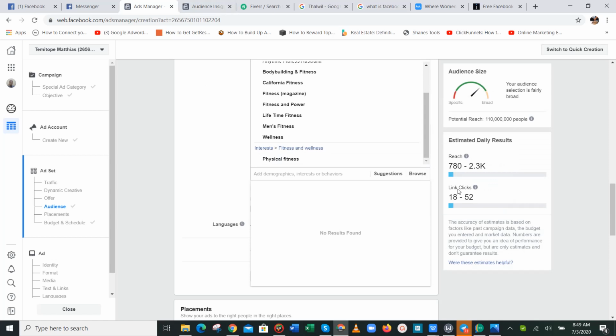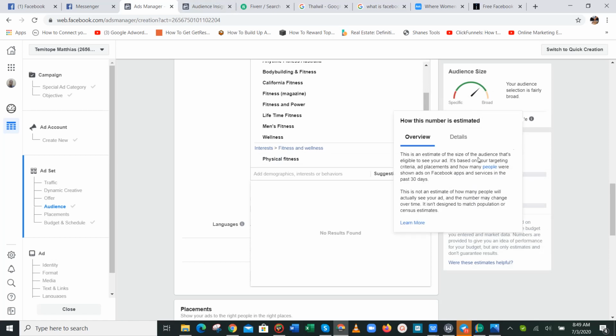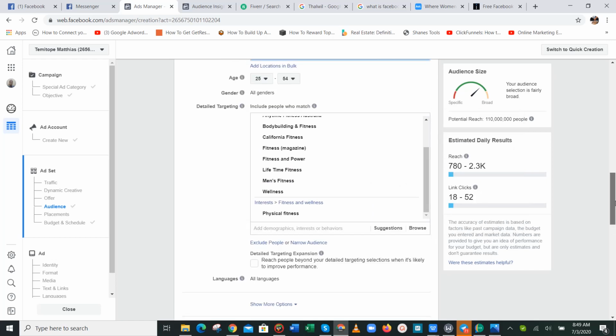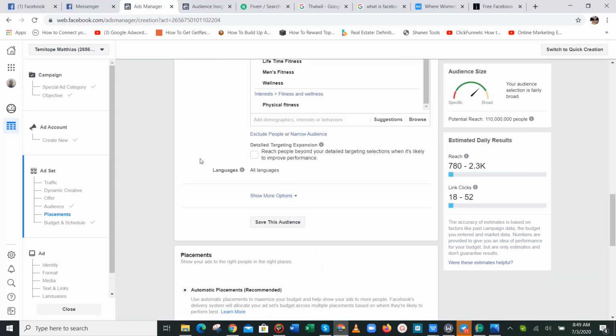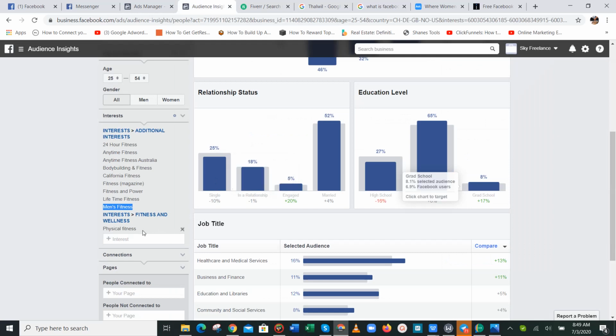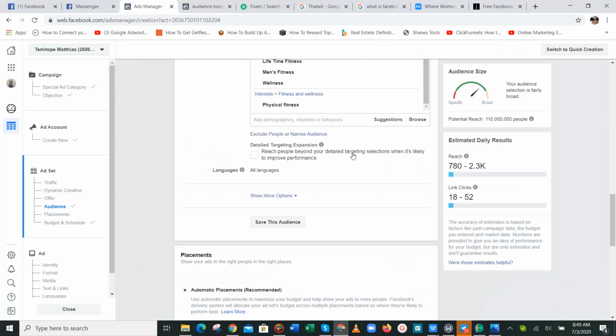So you can see it, as we are adding the keywords, the potential reach and the daily estimated clicks and reach is changing to be optimizing them. So we have added all the keywords now. So next thing now is for us to narrow down the audience. This will give us a higher probability of getting more results.